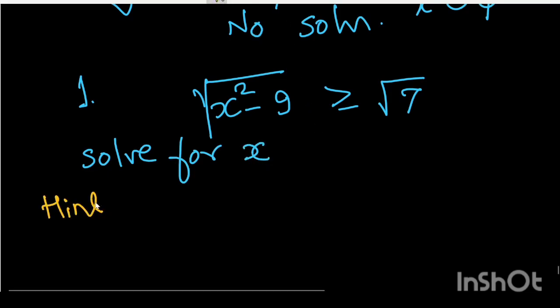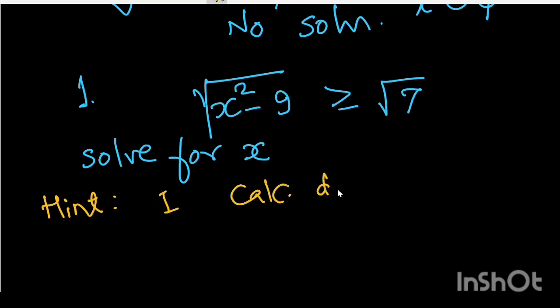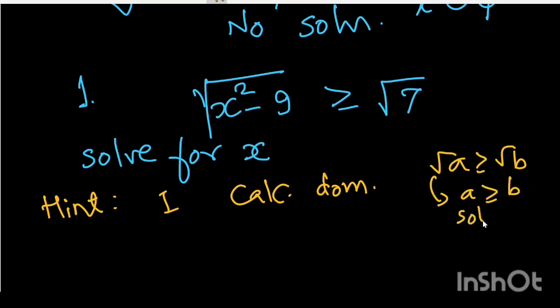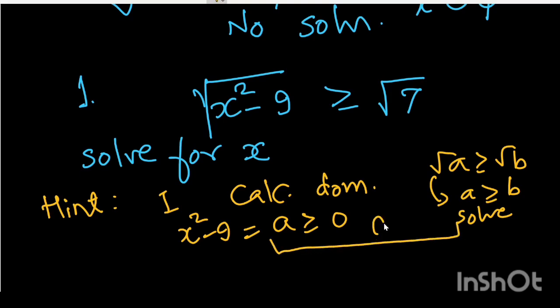As usual, the hint: the first step is to calculate the domain. We can use this: root a greater than equal to root b, both are positive, so we can square both sides and we will get a greater than equal to b, and then solve. Calculating the domain means a greater than equal to 0. A here is x square minus 9. Whatever you solve after squaring and the domain, you need to take the intersection. That would be the second step. That is what we did in the previous examples.